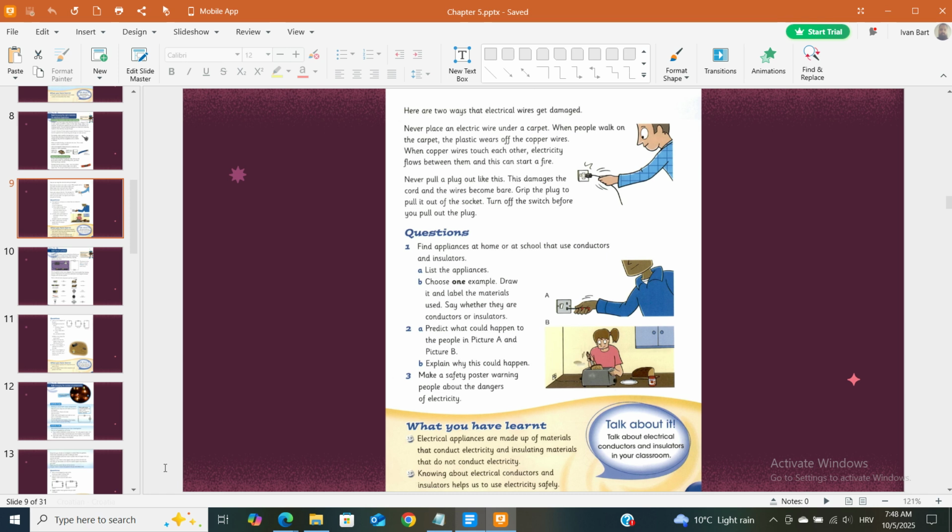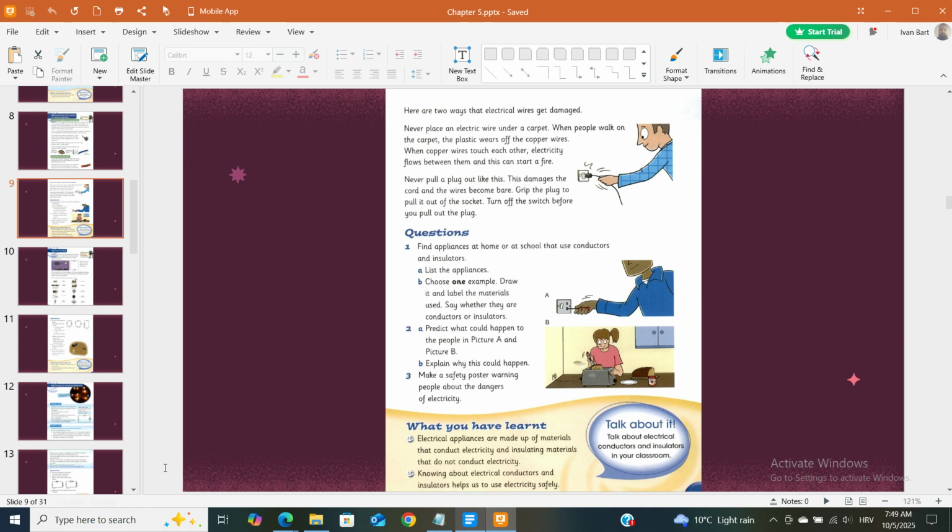Questions. 1. Find appliances at home or at school that use conductors and insulators. A. List the appliances. B. Choose one example. Draw it and label the materials used. Say whether they are conductors or insulators. 2. Predict what could happen to the people in picture A and picture B. B. Explain why this could happen. 3. Make a safety poster warning people about the dangers of electricity.